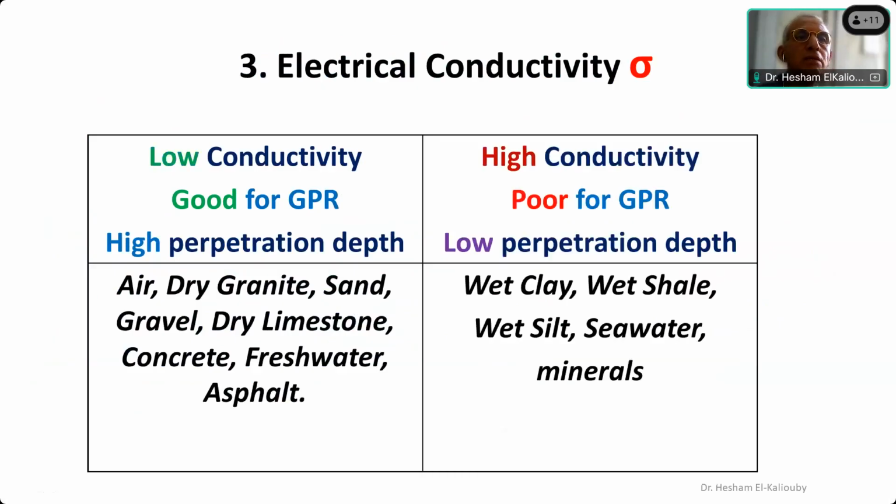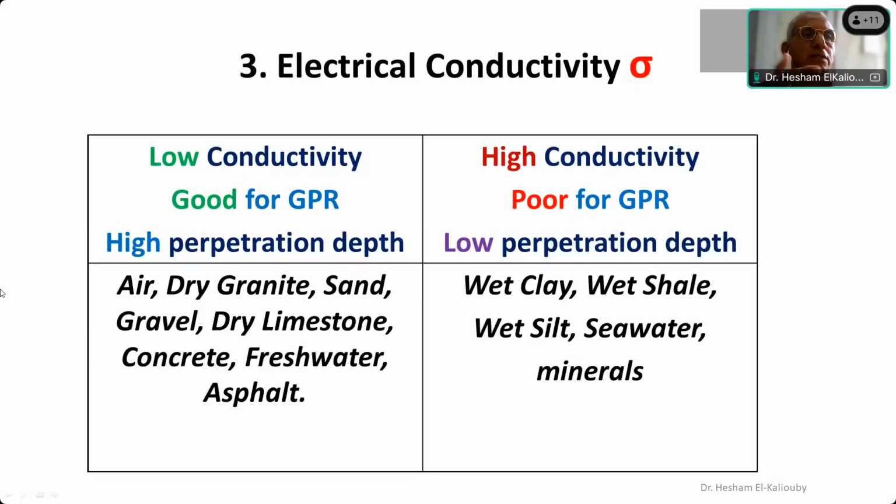On the other hand, wet clay, shale, silt, seawater, minerals, all of these materials have a high electric conductivity, so they are poor for GPR. The signal cannot go through them easily and has a low penetration depth within these materials. It's important to know the limitations of the technique, when I should use it and when I should not use it.